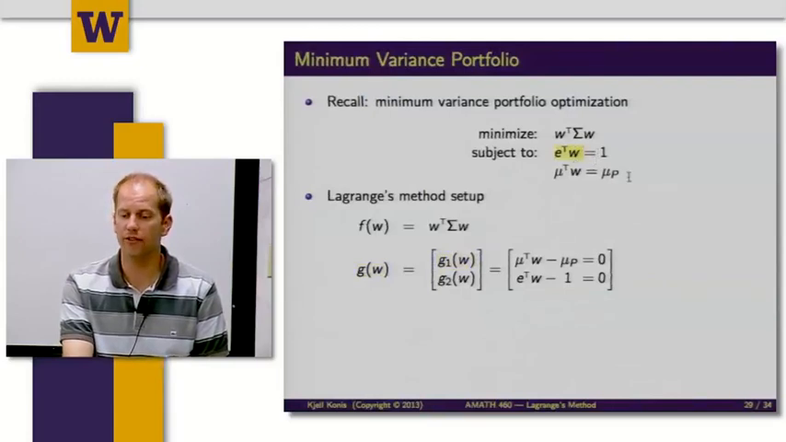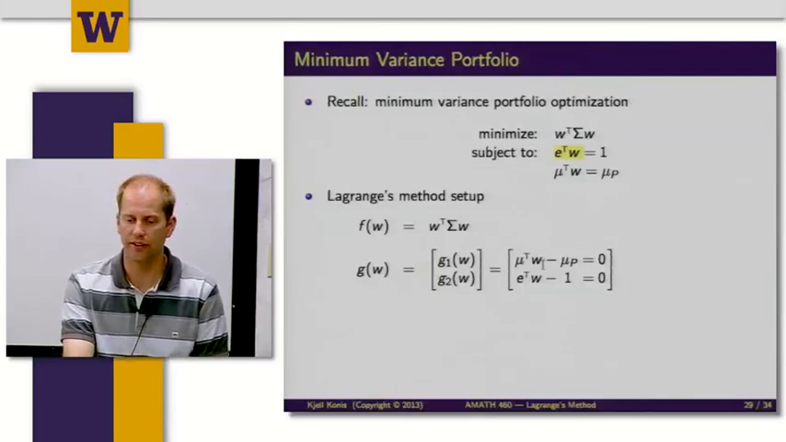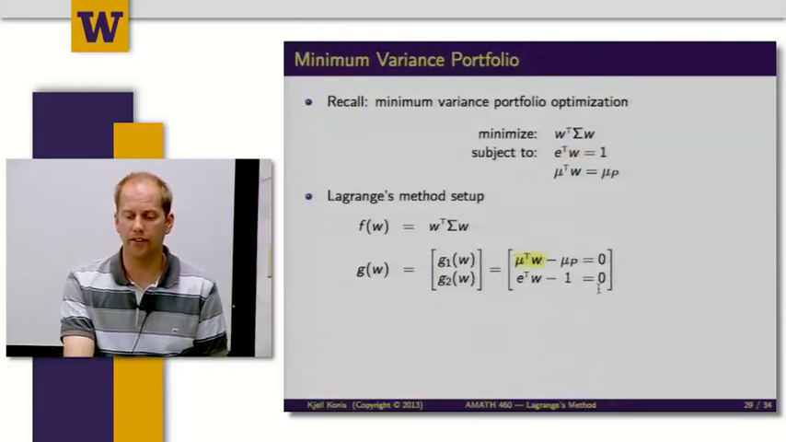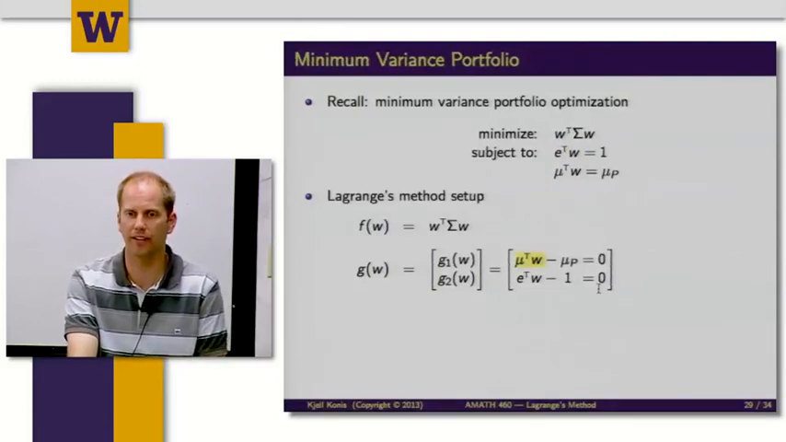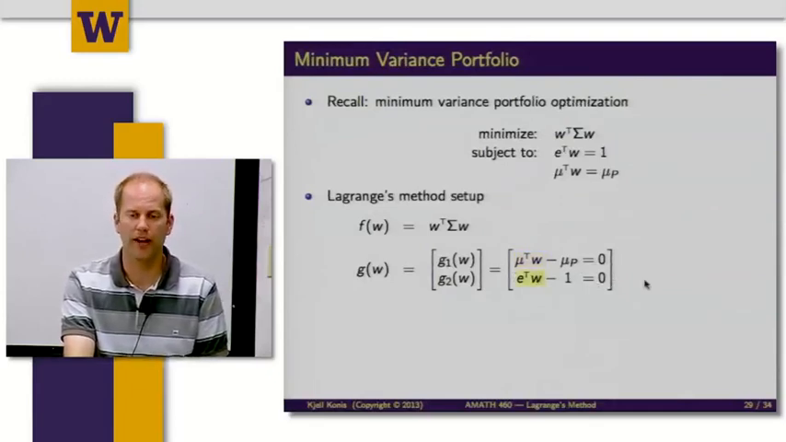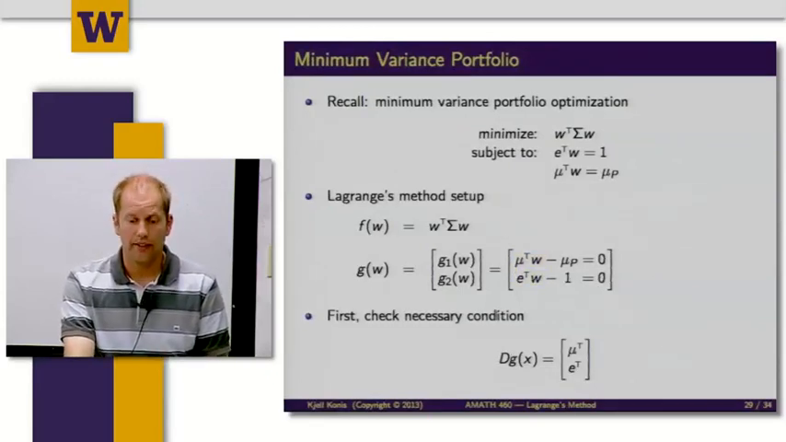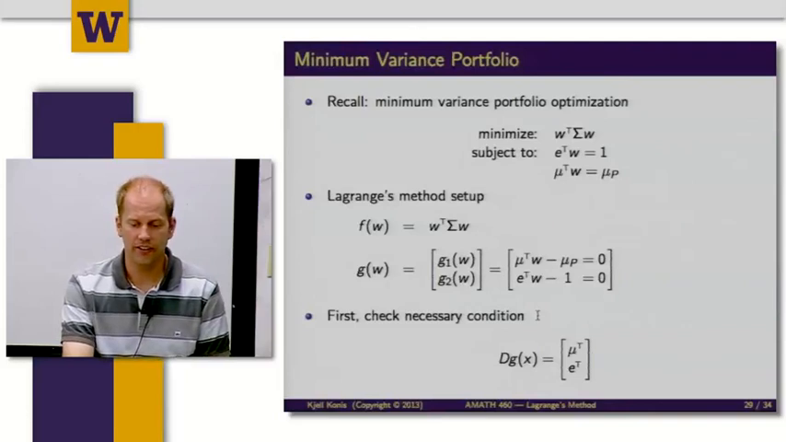So here I haven't written them equal to 0. So when I write this out in the g of x, I have to, oh, I guess I swapped them too, but that won't make any difference. So instead of saying that the expected return of the portfolio should be equal to my target expected return, I'm going to say the expected return of my portfolio minus my target expected return has to be equal to 0, and that the sum of the weights minus 1 has to be equal to 0. And then I'll check my necessary condition.